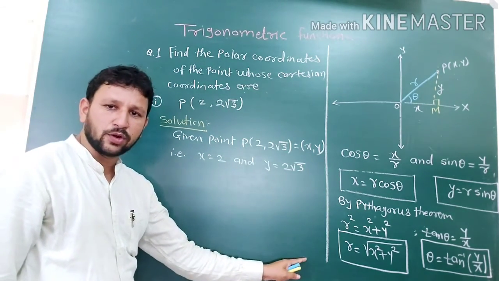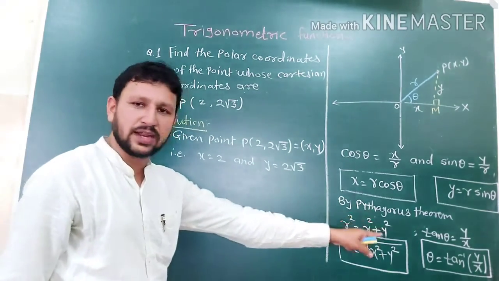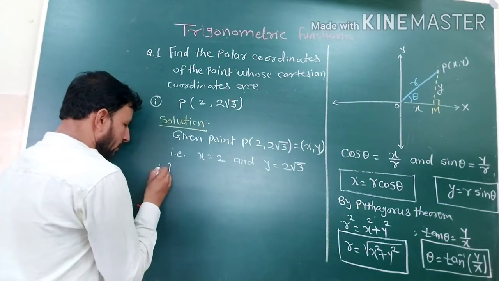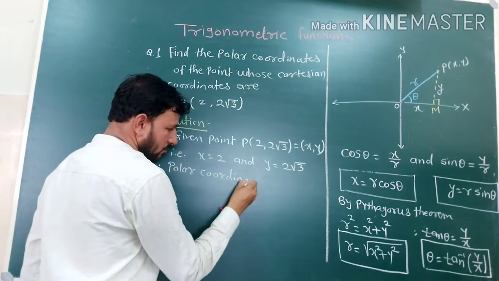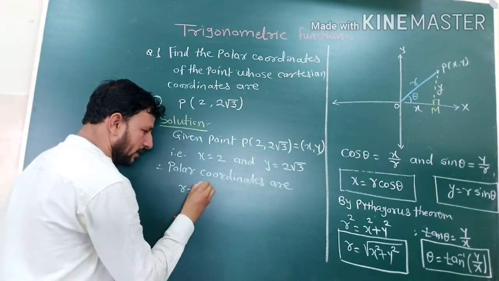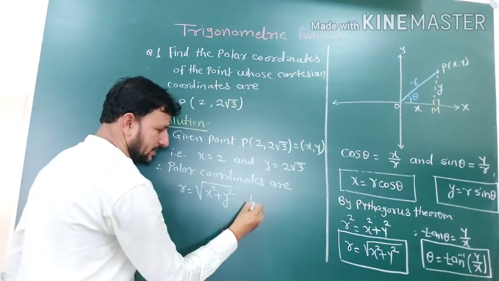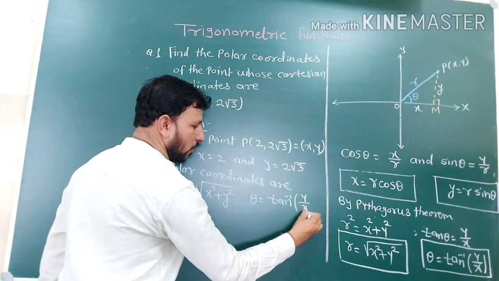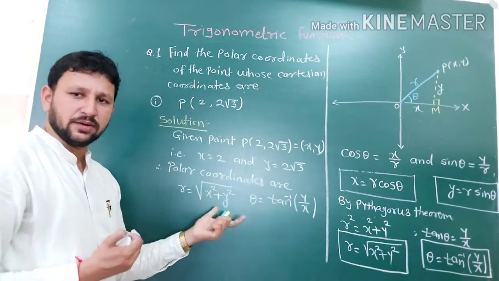See the formula for the polar coordinates r and theta. r is given by root of x square plus y square and theta equals tan inverse of y upon x. So writing here, therefore polar coordinates are: formula r is equal to under root x square plus y square, and second, angle theta is equal to tan inverse of y upon x. Substitute the values for x and y in the problem.